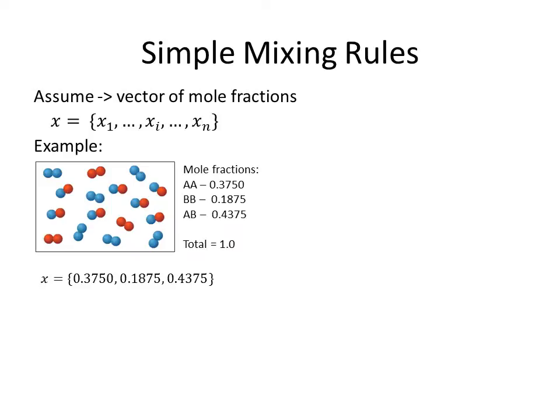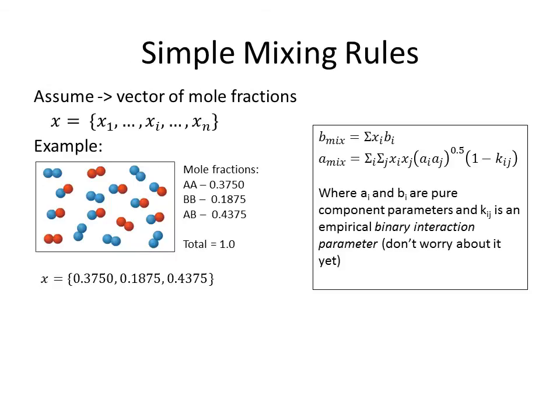So here's a simple example mixture of basically 3 components, AA, BB, and AB. It doesn't matter what they are, but if they had those mole fractions, the vector of mole fractions would look like what I've written down here at the bottom. So you want to adapt your programs to take vectors for the mole fraction, because you're going to need that. So go ahead and do that.